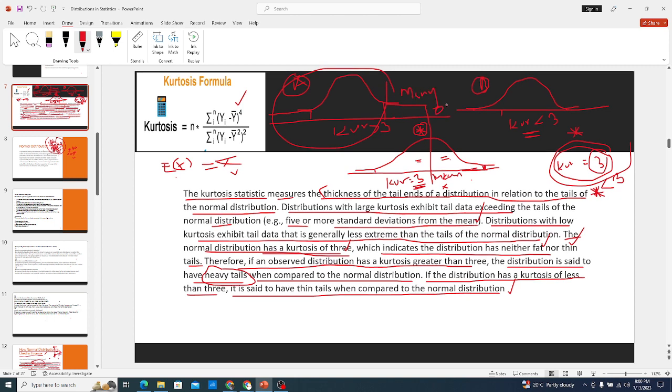Okay, it has many outliers. But for the one with the thin tails, than the normal distribution, it has very few outliers. Maybe if we were to give an example of the height of people in the class. Let's assume the standard height is 150 centimeters.